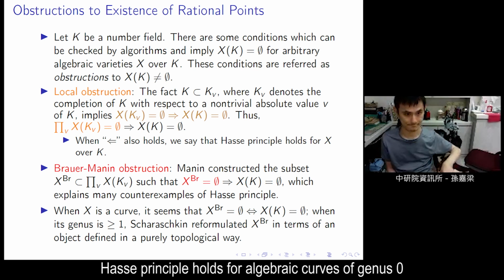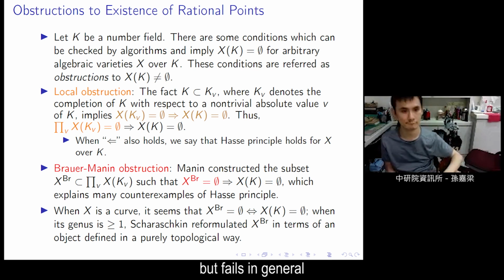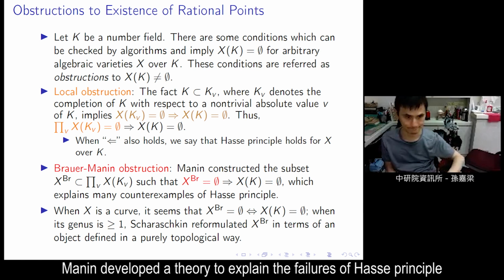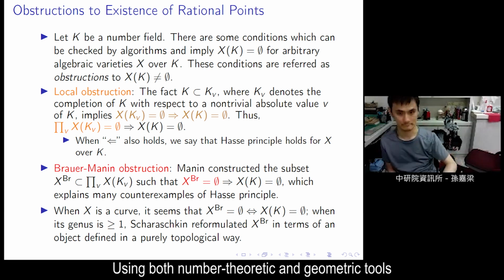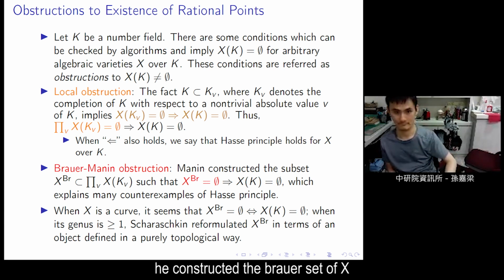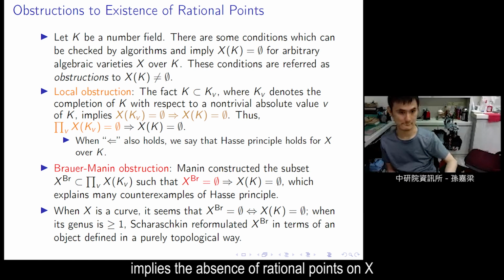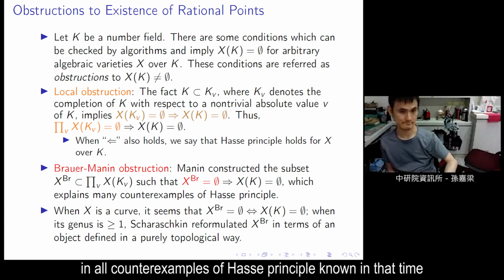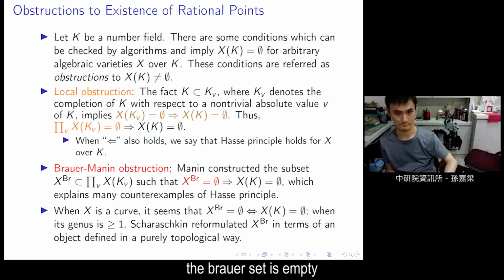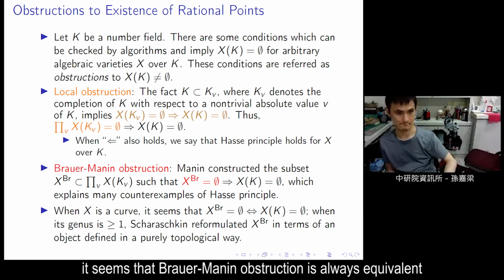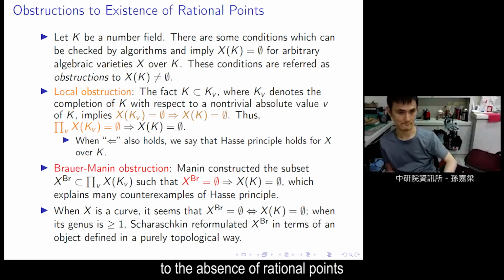The Hasse principle holds for algebraic curves of genus 0, but fails in general. Manin developed a theory to explain the failures of the Hasse principle. Using both number-theoretic and geometric tools, he constructed the Brauer set of X, such that the red condition, known as the Brauer-Manin obstruction, implies the absence of rational points on X. Actually, in all counterexamples of the Hasse principle known at that time, the Brauer set is empty. For curves, it seems that the Brauer-Manin obstruction is always equivalent to the absence of rational points.